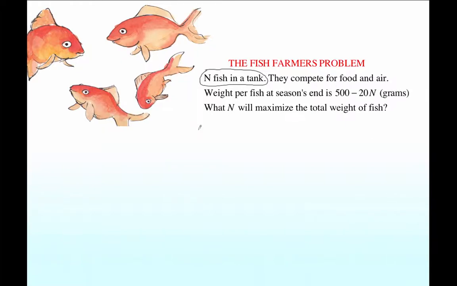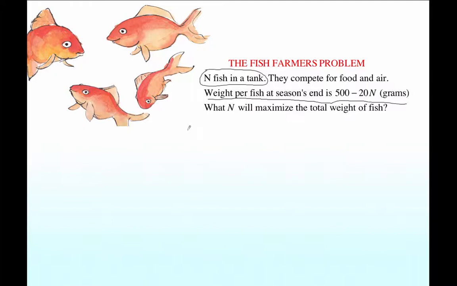Now, the fish farmer has discovered a very useful formula. He's discovered that the weight per fish at a season's end is 500 minus 20N grams, where N is the number of fish. So if one fish was by itself, at the end it would weigh on the average 480 grams. But as you put in more fish, as N becomes larger, the fish don't gain as much weight. Should he put in more fish or fewer fish?